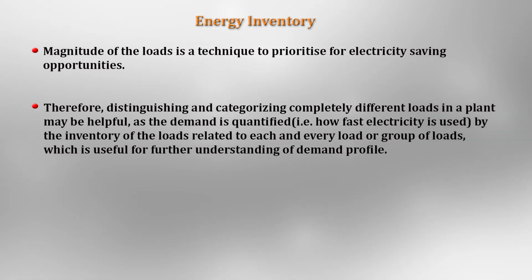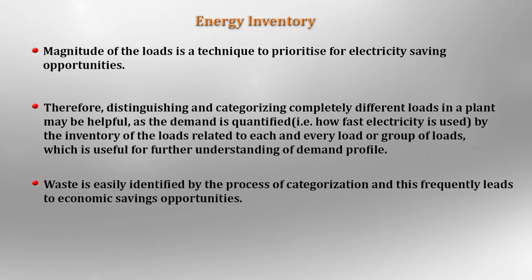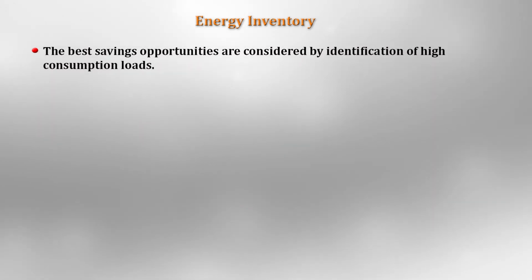Distinguishing and categorizing completely different loads in a plant may be helpful as the demand is quantified. For example, how fast electricity is used by the inventory of the loads related to each and every load or group of loads is useful for further understanding of the demand profile. Waste is easily identified by the process of categorization, and this frequently leads to economic saving opportunities. The best saving opportunities are found by identification of high consumption loads.